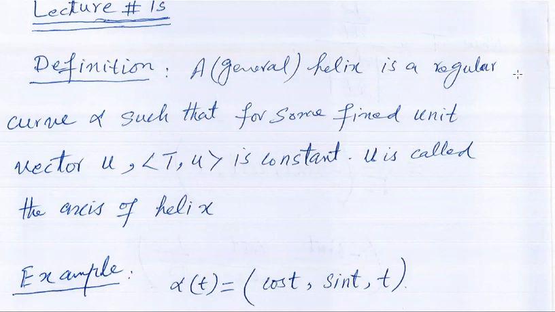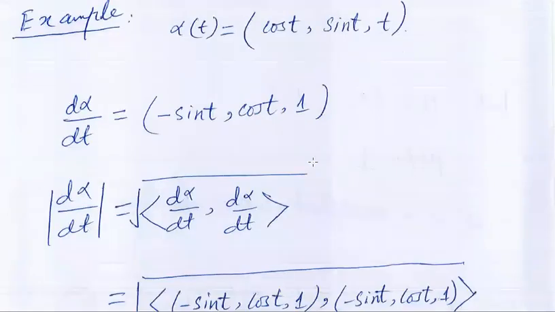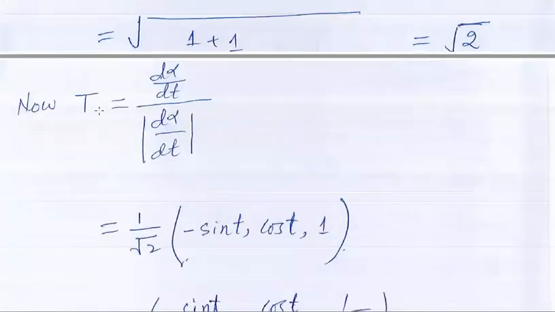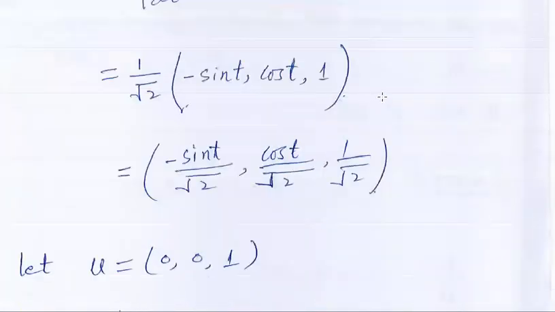If there exists a fixed unit vector such that the inner product of t and that unit vector is constant, then u is called the axis of helix and alpha of t is called helix. For example, here is a curve alpha of t, d alpha by dt, its magnitude, and its tangent vector field is equal to d alpha by dt over the magnitude of d alpha by dt.